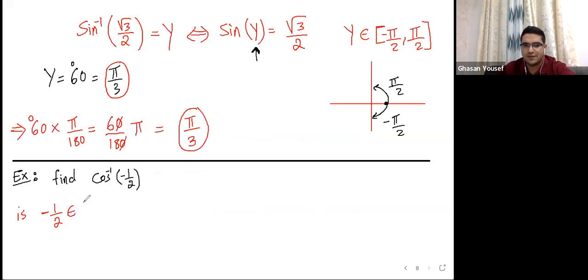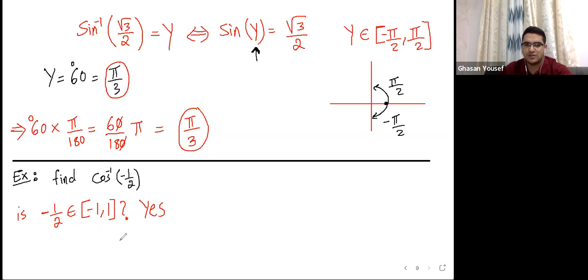Does this number belong to the values from -1 to 1? Does the minus 1/2 belong to this interval from -1 to 1? The answer is yes. Correct. The minus 1/2 belongs to this interval. So because the answer is yes, we have a value here. We have an answer.